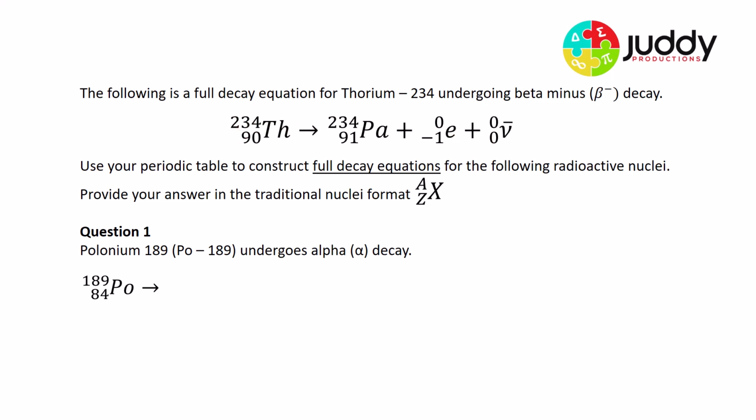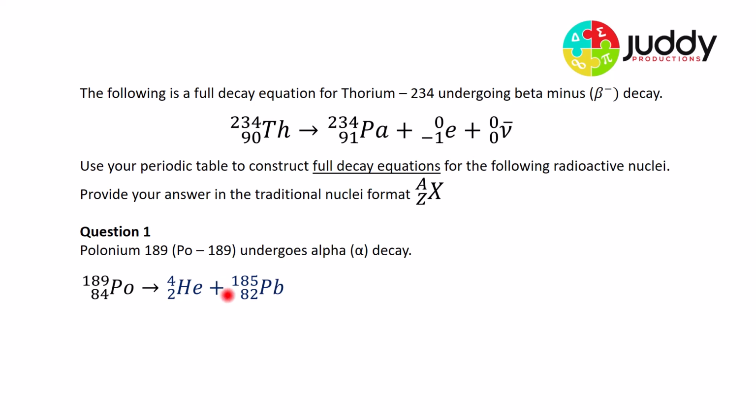So you'd need to use your periodic table to construct the full decay equations for the following radioactive nuclei, and we're asked to provide the answer in the traditional nuclei format. So question number 1, polonium-189 undergoes alpha decay. So it's ejecting a 4,2 helium or alpha particle. And in doing so, the atomic number is reduced by 2, so it goes from 84 down to 82. And the mass number is reduced by 4, so it goes from 189 down to 185.